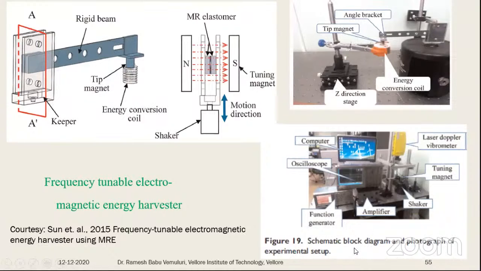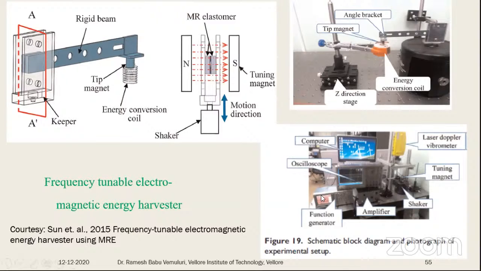So this is the block and the photograph of this experimental setup where a laser Doppler vibrometer is used, to measure the oscillating motions and how much velocity can be measured by using this laser Doppler vibrometer. Majorly, Doppler vibrometers are used for rotation purposes in a non-contact type.